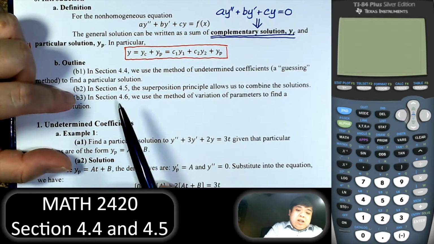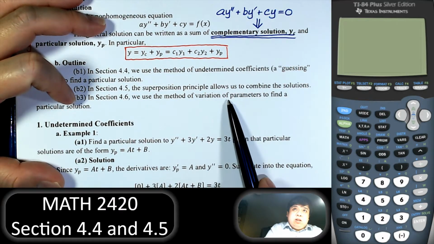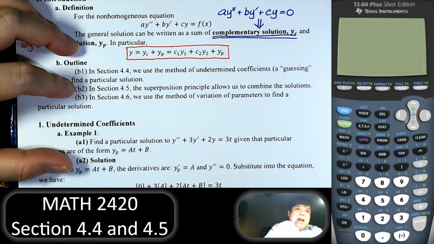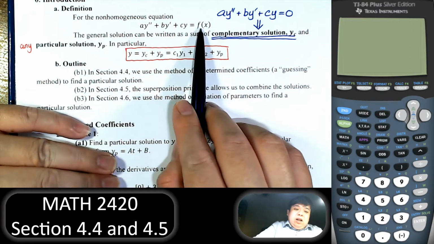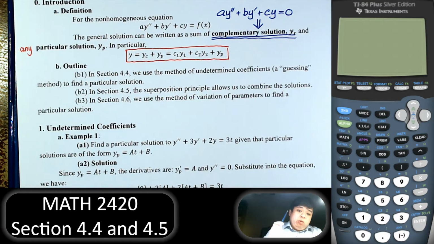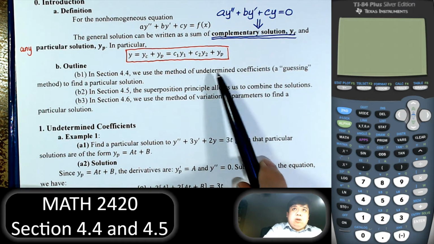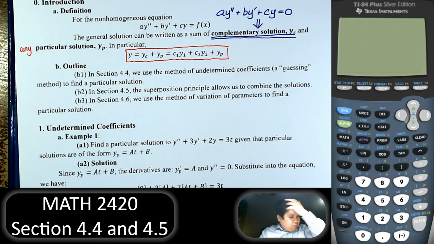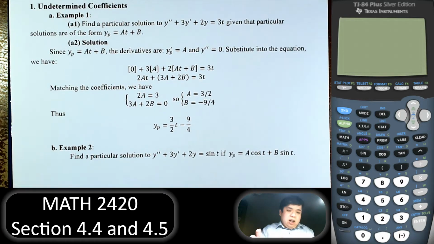In 4.6, we'll use a different method called the method of variation of parameters, and later on there will be one more method. So to deal with the non-homogeneous equation, there will be three methods. In this section, we focus on the first one. It's called the guessing method, or undetermined coefficients.